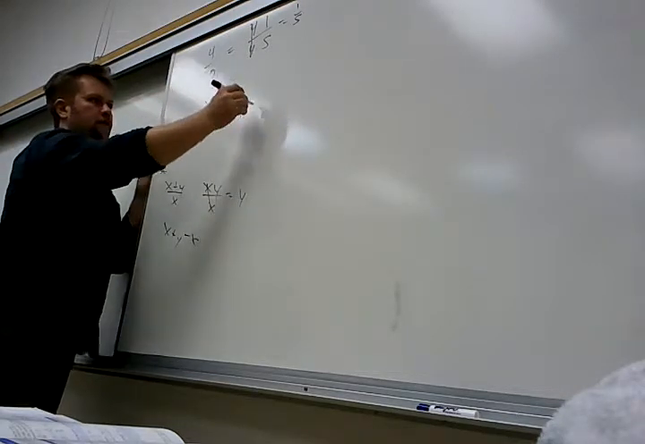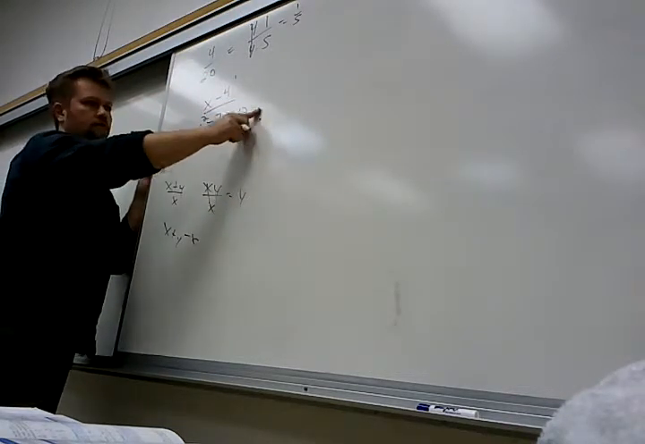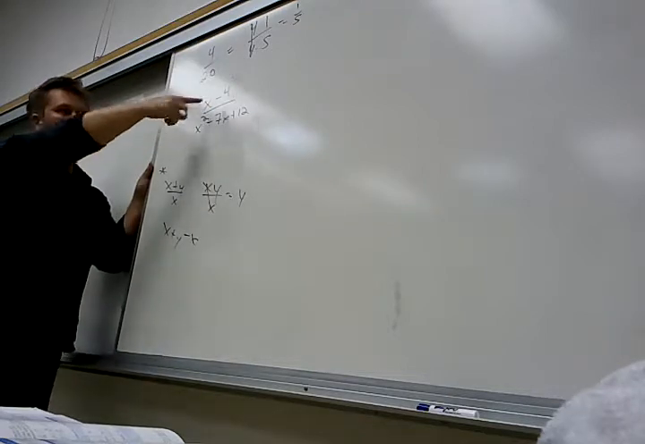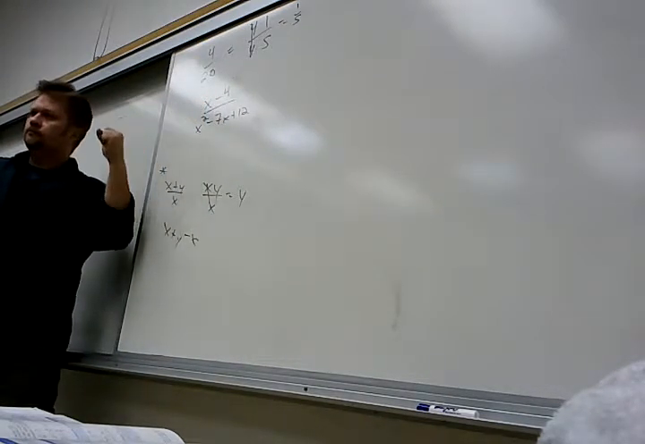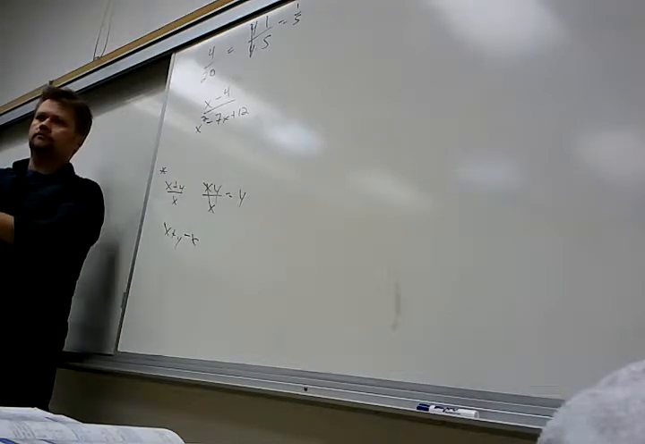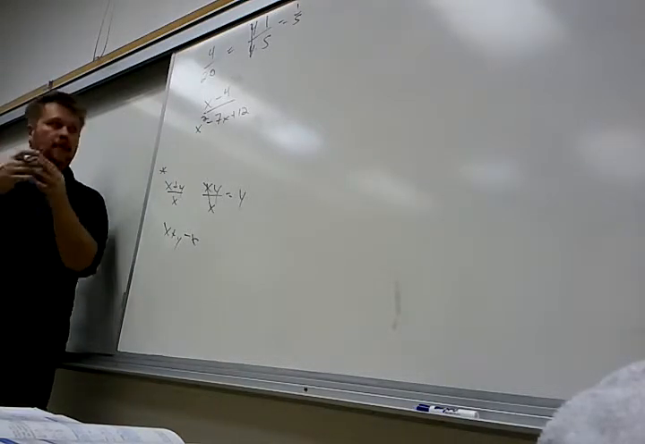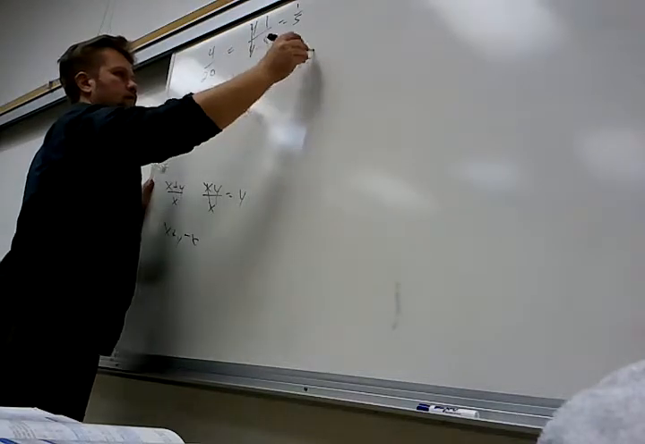4 goes into 12 3 times. Yay. No, you can't do that. I don't have a 4 up top. I don't know what I have up top because I don't know what x is. So how do I do this weird problem? Factor the bottom. Yeah, factor whatever you can. The top I can't do anything with.